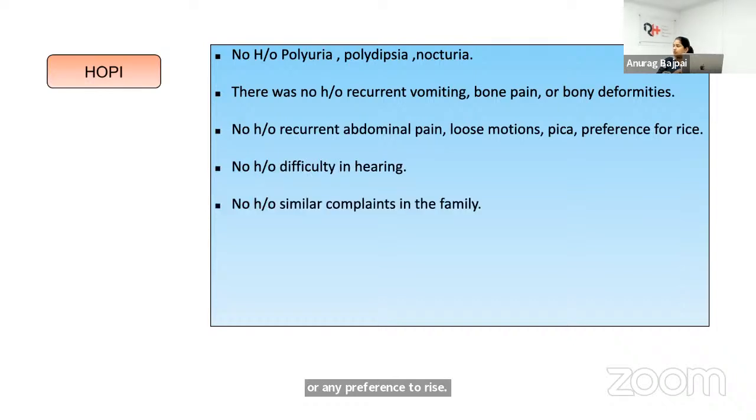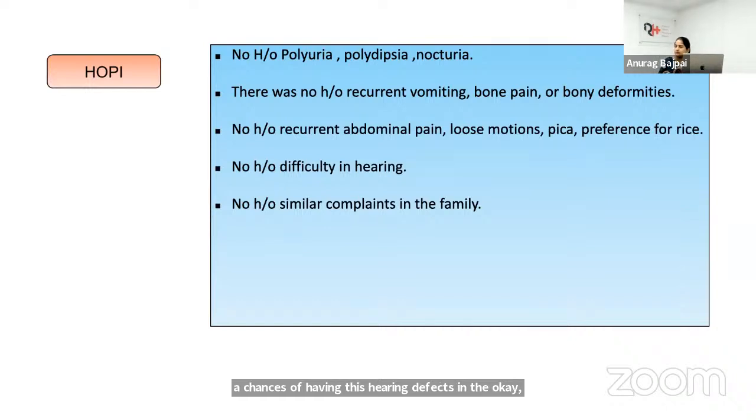Why are you asking for hearing? Because as I was suspecting, in some cases, if you are suspecting of vertebropathy, there is a chance of having hearing defects. Okay, so you are thinking beyond. In the DI also, there is a history of hearing.